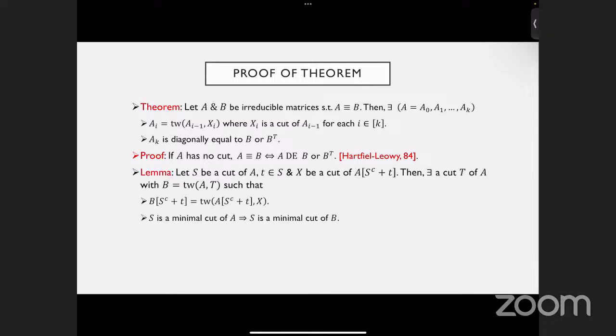Now suppose the matrix A has some cut. Then we show this lemma, which says that if S is a cut of matrix A such that T belongs to this set S, and X is a cut of the principal submatrix corresponding to the set S complement plus T, then in the bigger matrix A there also exists a cut T such that, if B is the matrix obtained by twisting A with respect to cut T, then in B the principal submatrix corresponding to the set S complement plus T is the same as the matrix obtained by twisting the principal submatrix of A with respect to cut X. Another thing is that if S is a minimal cut of this matrix A, then it will remain a minimal cut of the matrix obtained by twisting A with respect to cut T.